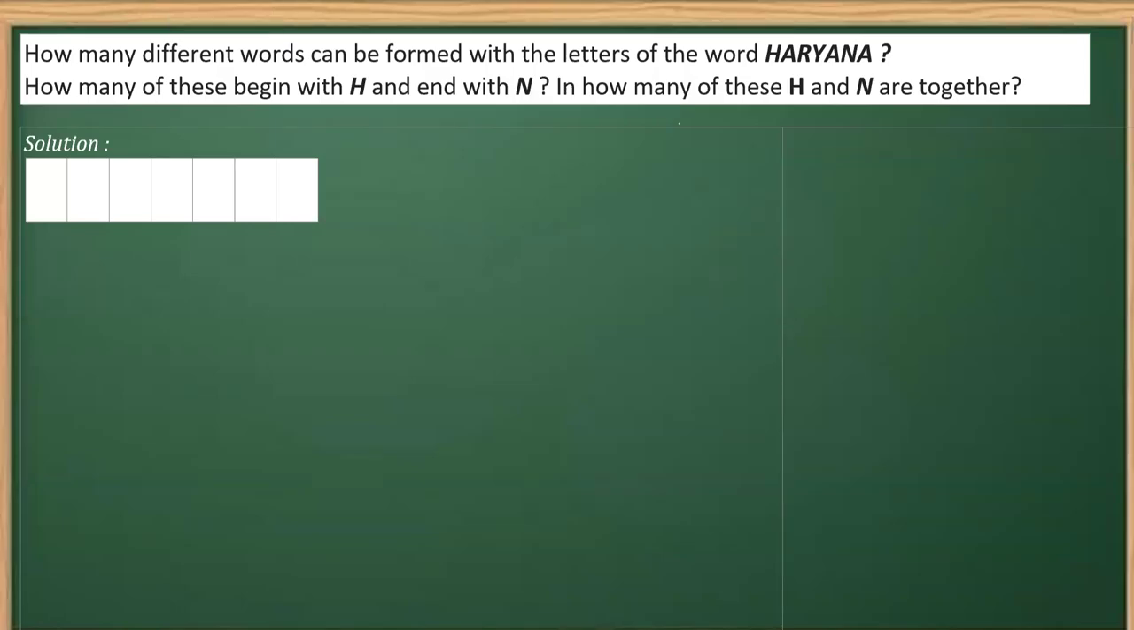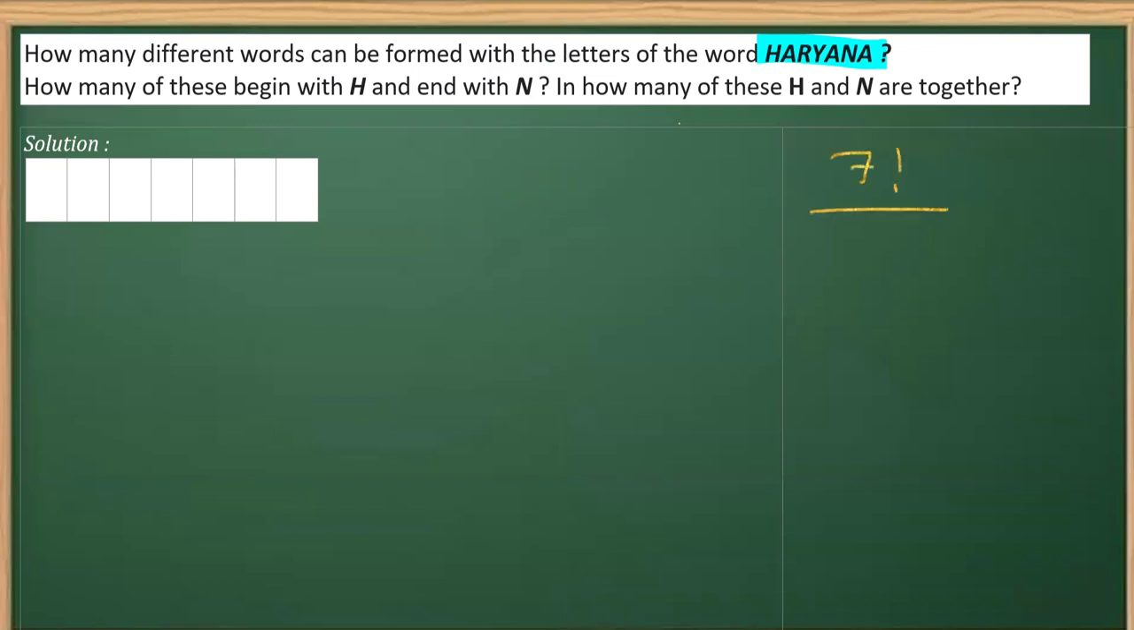In this question from the chapter Permutation, it says how many different words can be formed with the letters of the word Haryana. So that means you can see in this Haryana how many letters are there. It's 1, 2, 3, 4, 5, 6, 7 letter words. And this 7-letter word can be arranged in 7 factorial ways.